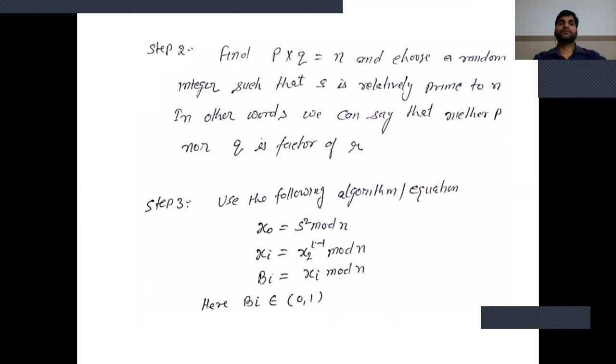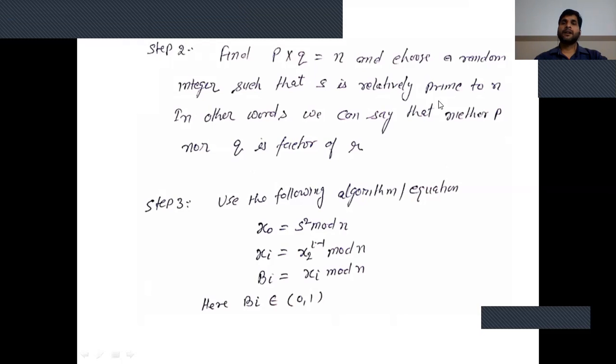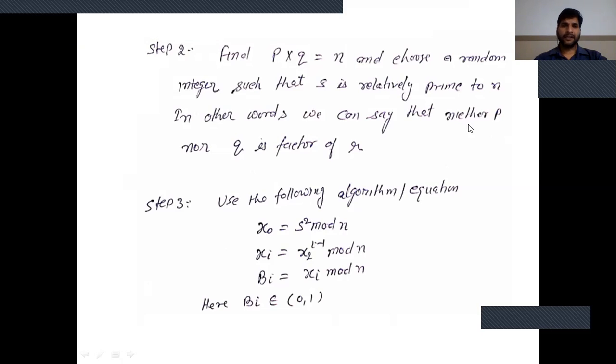Step 2: find the next step in the Blum Blum Shub scheme. We find the value of the multiplication of p and q equal to n, and choose a random integer s such that s is relatively prime to n. In other words, neither p nor q is a factor of s.